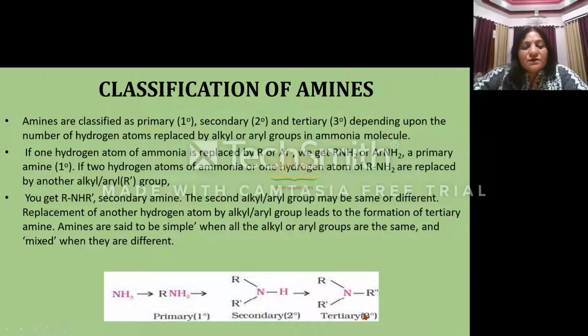So the classification of amine is in three types: 1 degree, 2 degree and 3 degree, depending upon the number of carbon atoms attached to the nitrogen atom. If one carbon atom is attached to the nitrogen atom, it is 1 degree amine. When two carbon atoms are attached to the nitrogen atom, then 2 degree amine. When three carbon atoms are attached to the nitrogen atom, then it is a tertiary amine.